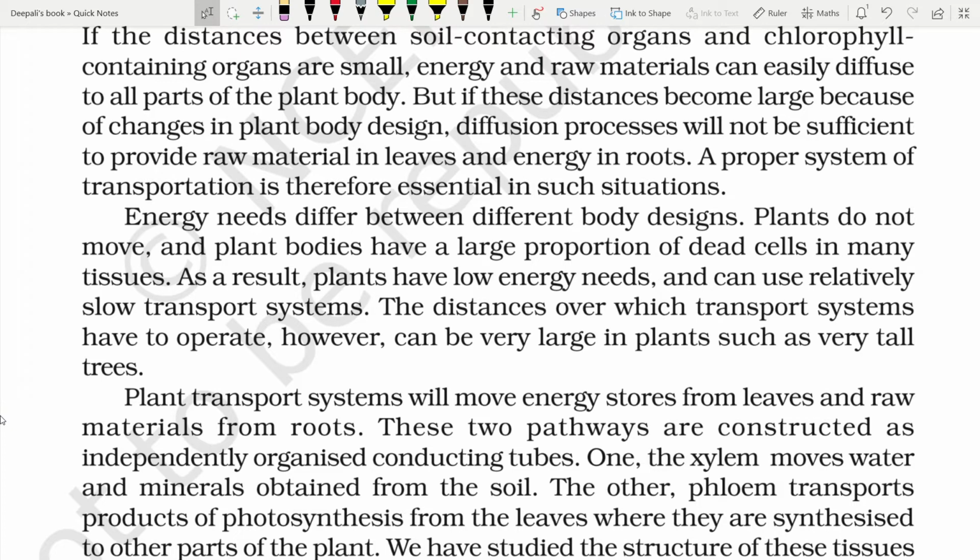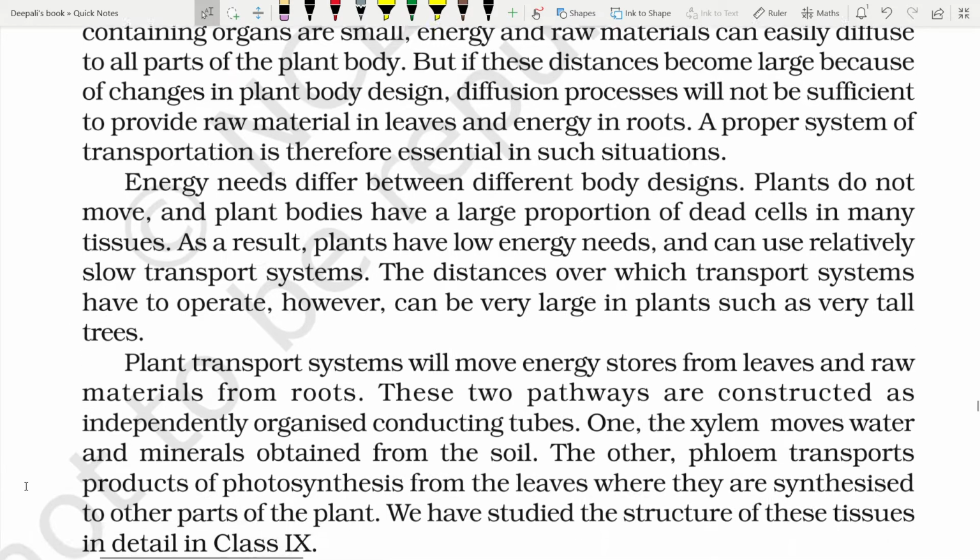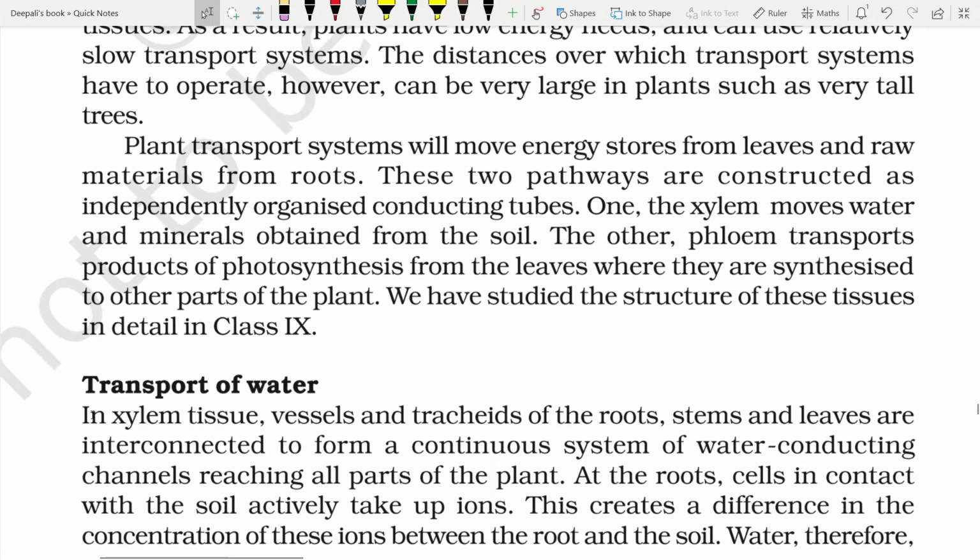The distance over which a plant's transport system has to operate can, however, be very large in plants such as very tall trees. But because they need a slow transport system, they do not need any organ like a heart as animals need. So, the plant transport system will move energy stored from leaves and raw material from the roots. These two pathways are constructed as independently organized conducting tubes. One, the xylem, moves water and minerals obtained from the soil, and the other, phloem, transports products of photosynthesis from the leaves where they are synthesized to other parts of the plant.